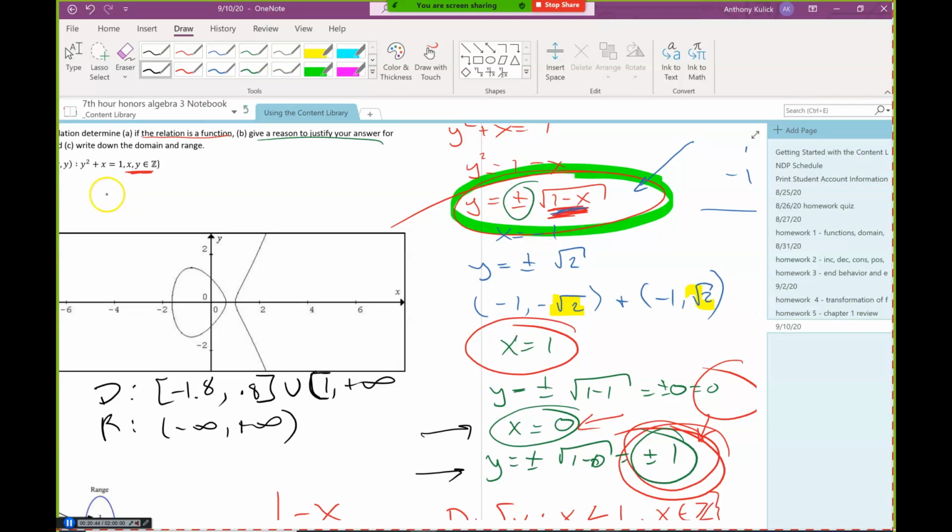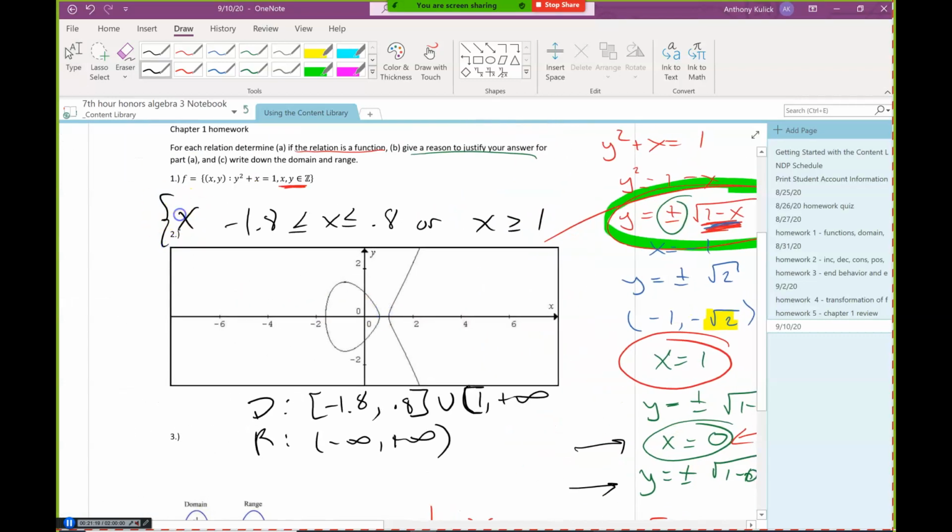Oh, I mean, you could certainly write this as an inequality, sure. Like negative 1.8 is less than or equal to x, which is less than or equal to 0.8, or x is greater than or equal to 1. I'd mark that as correct, unless I told you specifically that I wanted intervals. That's a perfectly reasonable way to describe the domain there. So you could certainly write it that way. I would just write that. Alternatively, you could also say the set of x's such that, and you could write it that way as well. And that's correct. And that's okay.